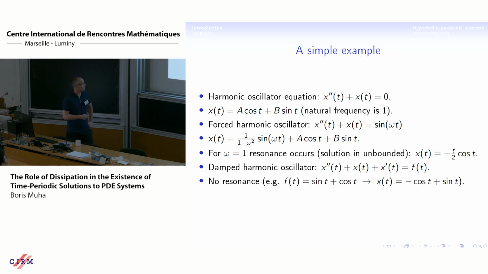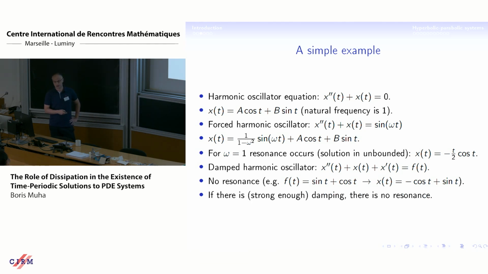Okay, and what I want to emphasize here is that if you add some damping to the system, resonance will not happen. So damping will destroy resonance, and even if you force it with the natural frequency, you will always have a unique periodic solution. This is just one example, so proof by example. Okay, so the moral: if there is damping strong enough, there is no resonance.